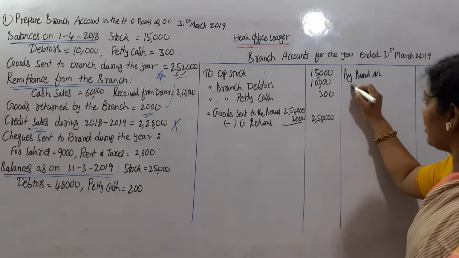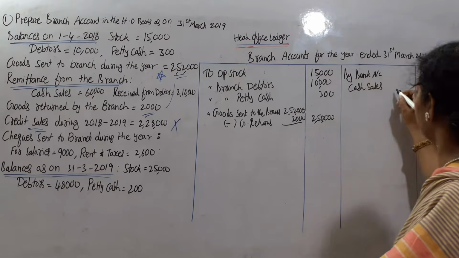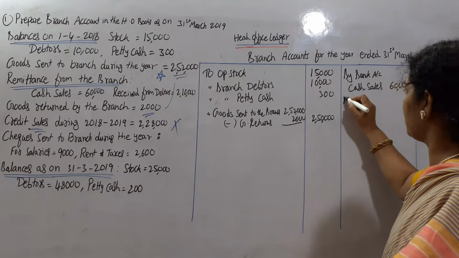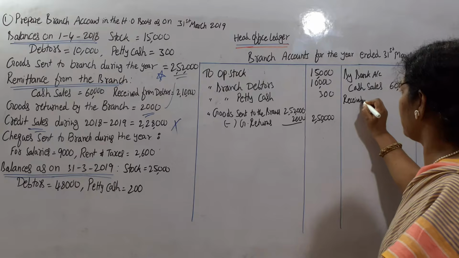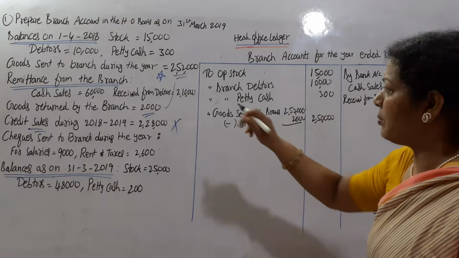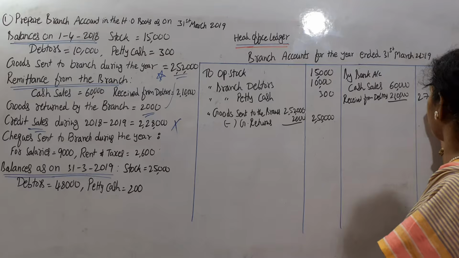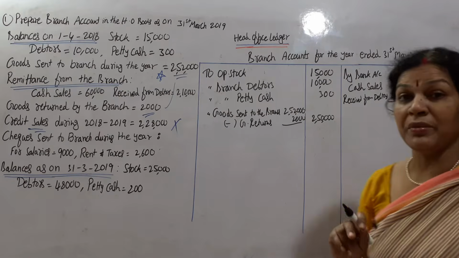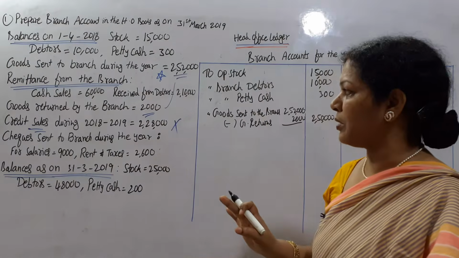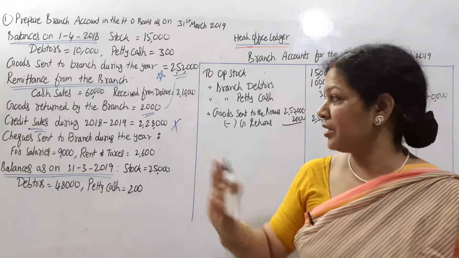Cash sales, in the inner column we can write cash sales 60,000, and also received from debtors 2,10,000. So total together 2,70,000. This is what they received from the branch. Okay, received remittance from the branch, it is over. Goods returned also, already we have deducted. Now credit sales, this we are not going to take, ignore it.